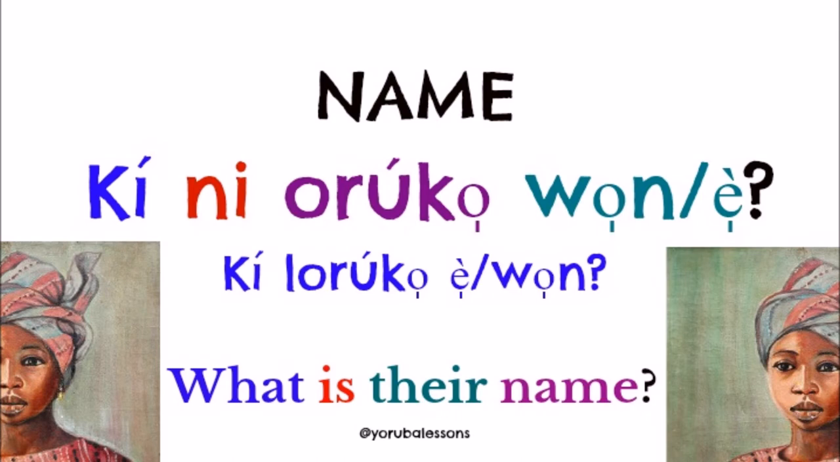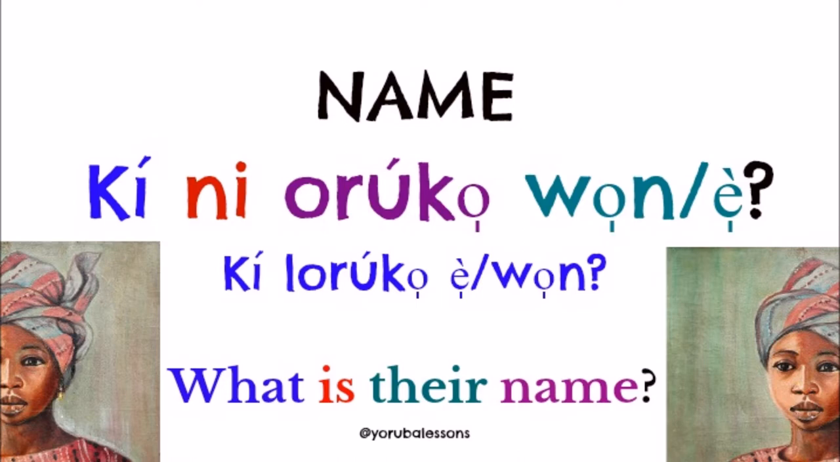If you're asking someone else, and you're saying what is her name or what is their name, you're not asking for the name of the person you're talking to. You're asking them to tell you, it would be Kini oruko won. What is their name? So you have to see that video on singular pronouns and plural pronouns to understand better.